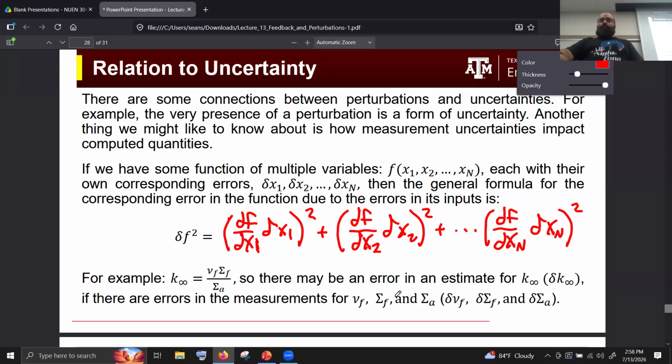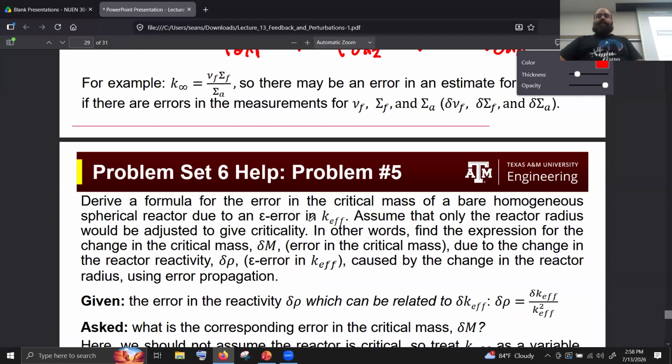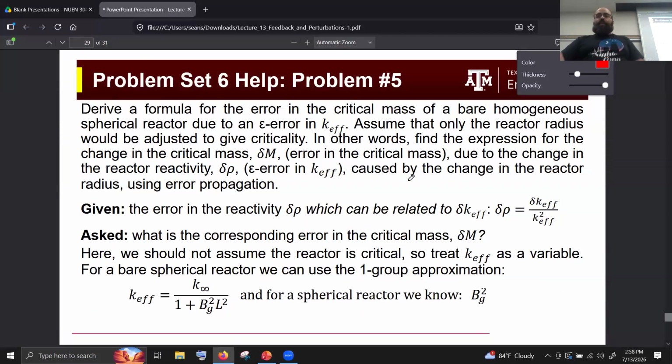And this is helpful for lots of reasons, including that you have a problem set question. I think it's problem set 6, number 5, that talks about finding the error in your critical mass of a geometry of a sphere due to some uncertainty in the k effective of that material. So in general, these are some hints that'll get you through that.